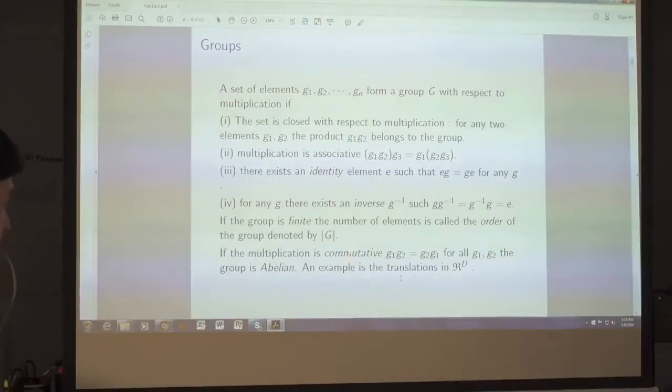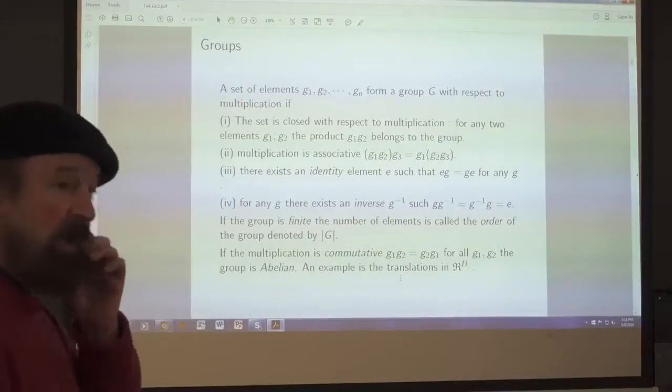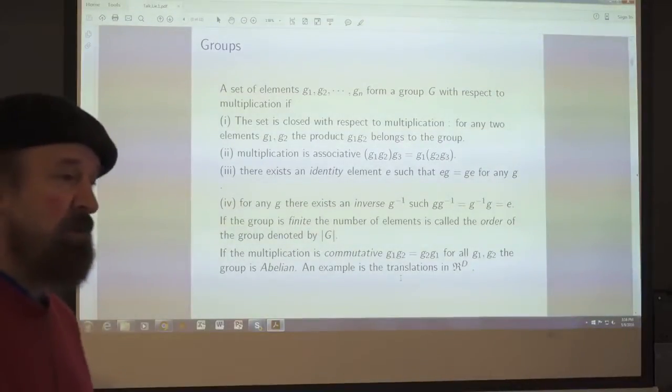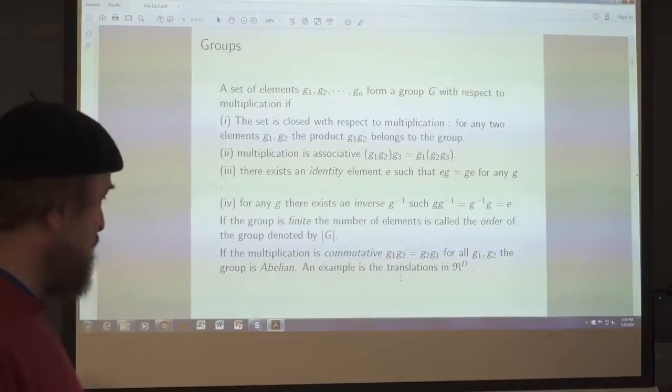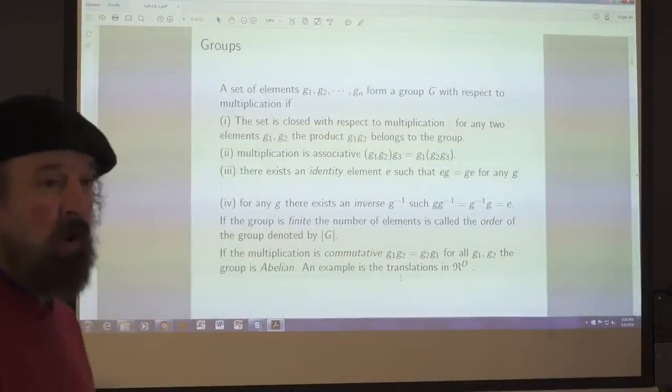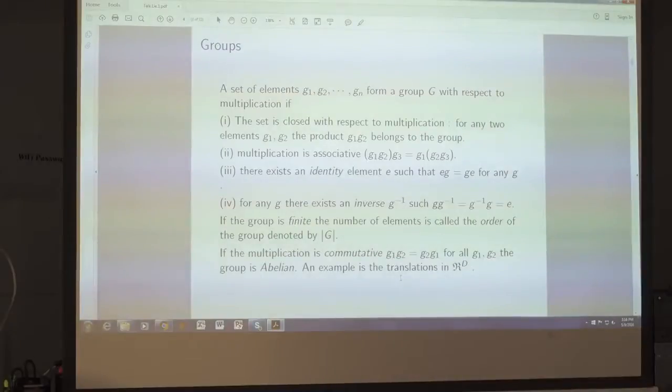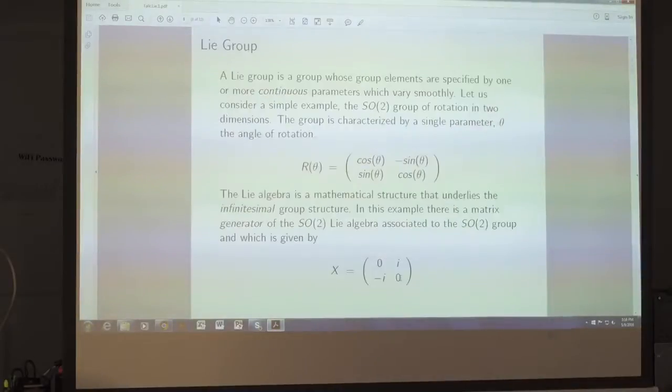And of course, the multiplication might not be commutative. We know that the product of matrices is not commutative. But in the particular case where the product law is commutative, you call this an abelian group. An example of an abelian group is the group of translations in flat space-time. The translations commute, so in that case it's abelian. But in general, most of the groups that we'll be working with are non-abelian.